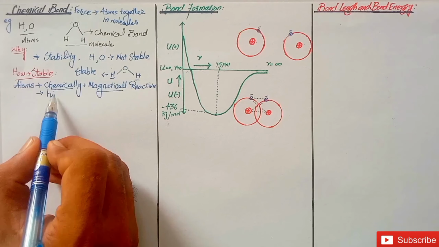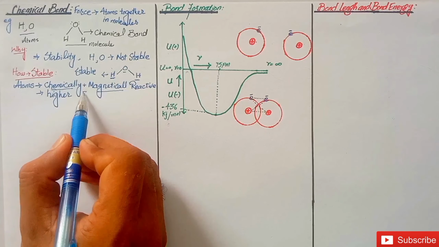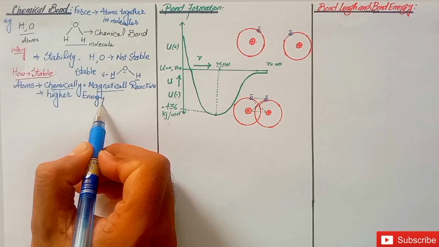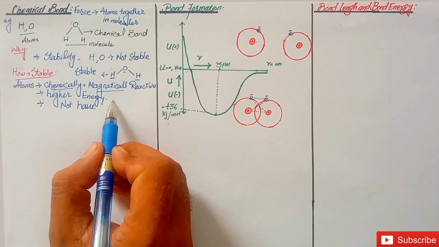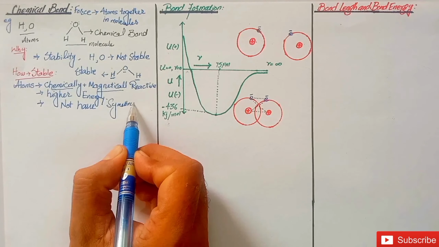During bond formation, these atoms release energy and gain stability. Atoms are reactive, have high energy and do not have symmetry. This is all because they do not have their outermost shell filled.